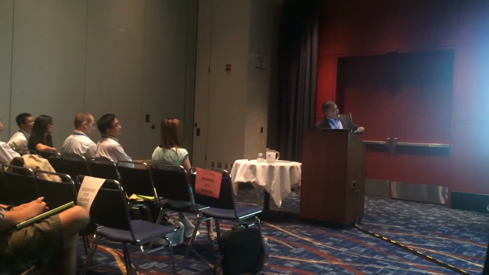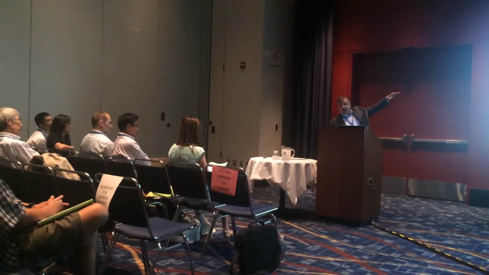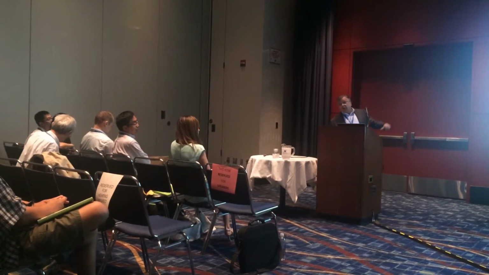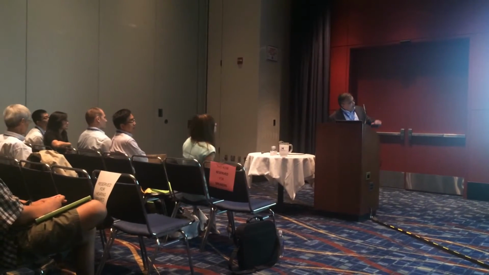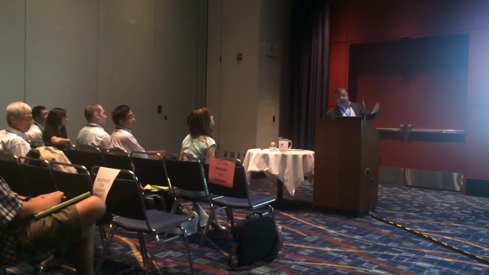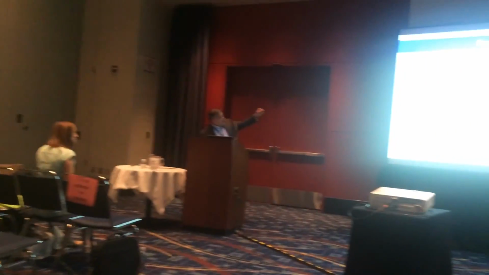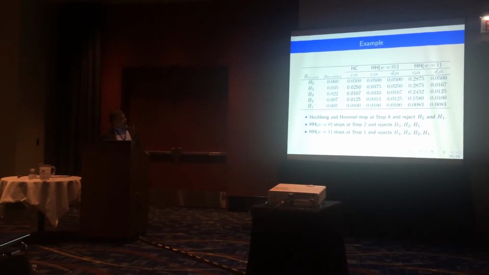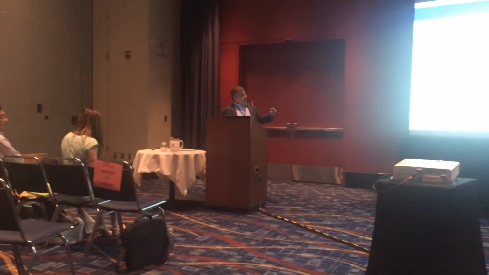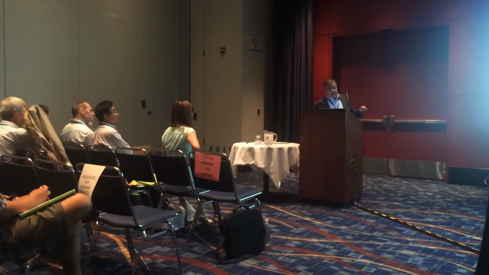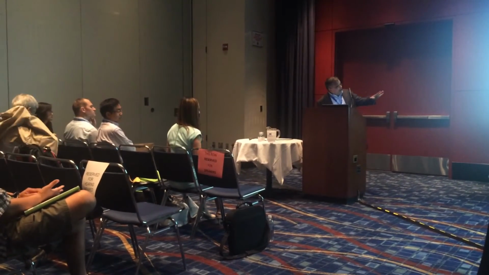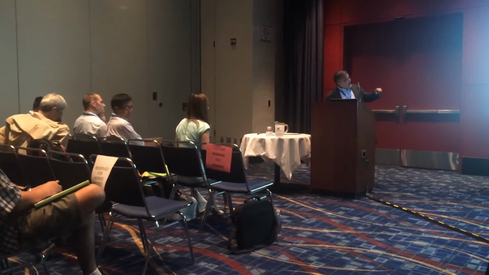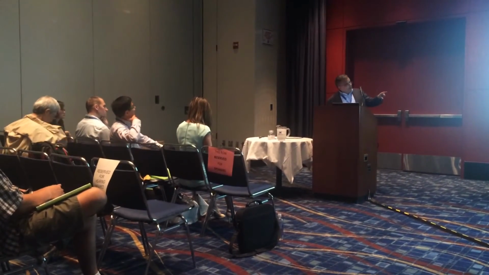Hochberg and Hommel can be shown to stop at step 4. So they go, don't reject H5, don't reject H4, don't reject H3, but reject H2 and H1 at step 4. HHW equal to 0 could just stop at step 2, so it does not reject the first one, obviously, because its p-value is even more than 0.05. And interestingly, HHW equal to 1 stops right at step 1 and rejects H4, H3, H2, H1. So that last procedure, W equal to 1, actually rejects many more hypotheses.